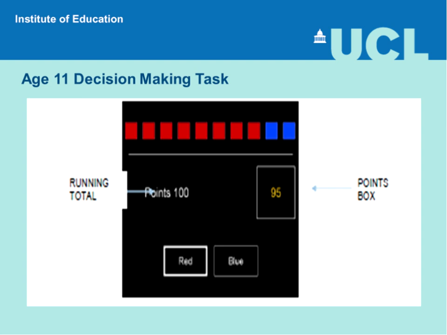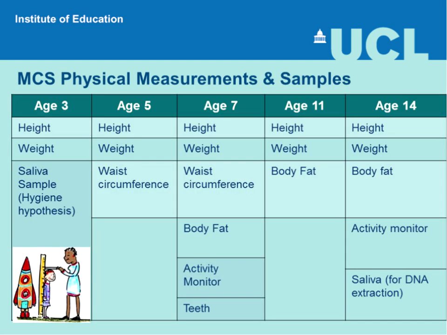The decision-making task, the child again used a touchscreen, and the child was asked to decide whether a token was hidden under a blue or red box, and then decide how many points they wanted to gamble or risk on their decision. And it's an assessment that looks at their innate risk-taking.